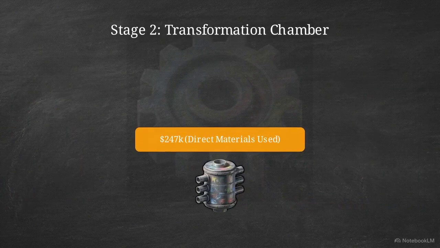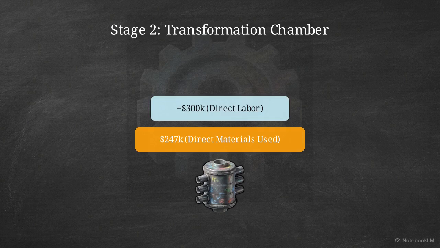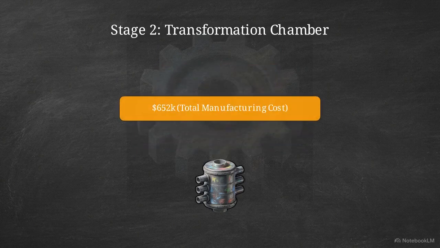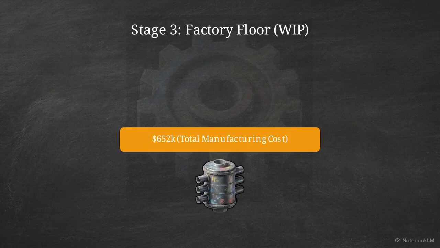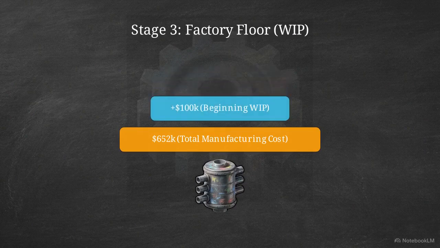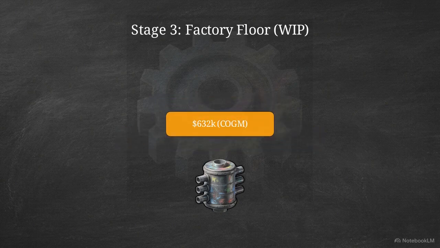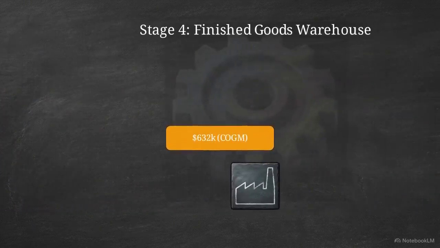In step 2, we account for the effort required to transform those materials. That $247,000 merges with $300,000 of direct labor and $105,000 of factory overhead, creating a total manufacturing cost of $652,000. Because work on the factory floor is continuous, we adjust for the work-in-process inventory. We add the beginning WIP balance and strip out the ending WIP balance to isolate the exact cost of the goods entirely completed during the current year. This outputs our cost of goods manufactured, $632,000.